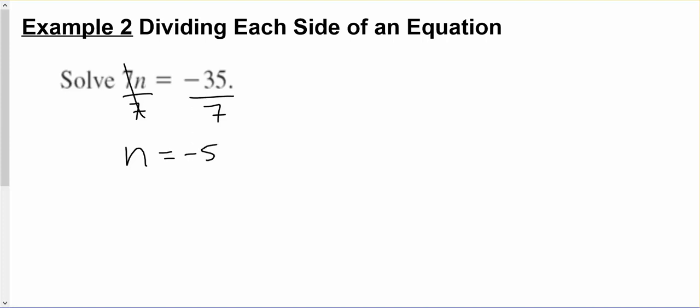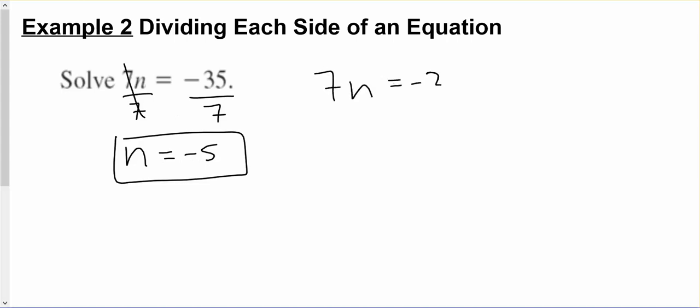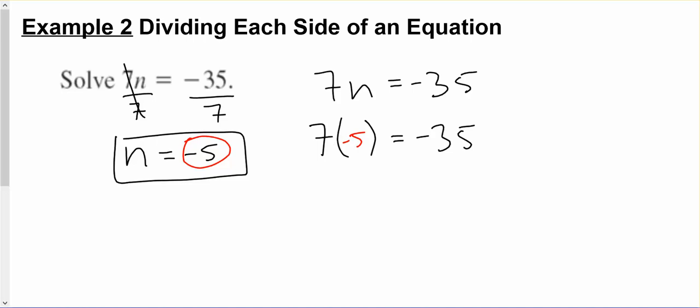Now we can always check ourselves by substituting in a negative 5 for n. So my equation is 7n equals negative 35. That's the great thing about equations. So I can say 7 times what number equals negative 35? Well, if I plugged in a negative 5, does 7 times negative 5 equal negative 35? Yes, it does. So we know that what we did was correct, and this is inverse operations.